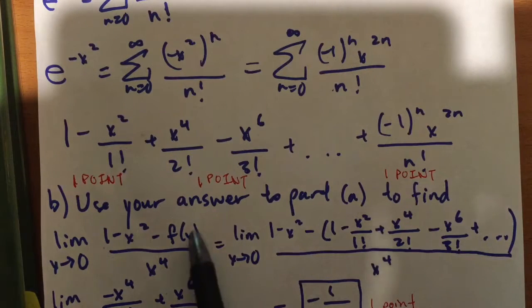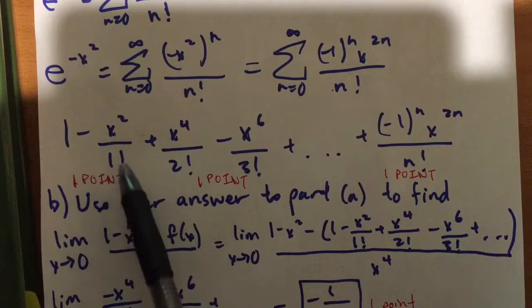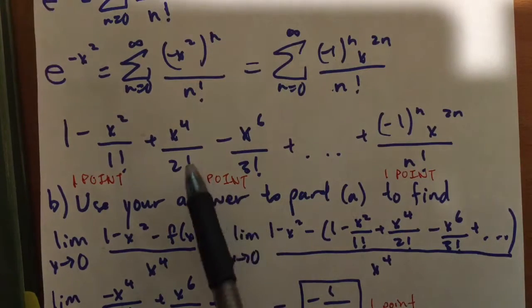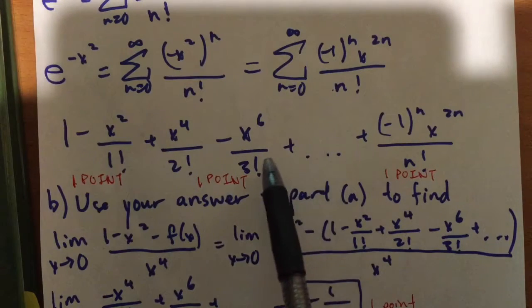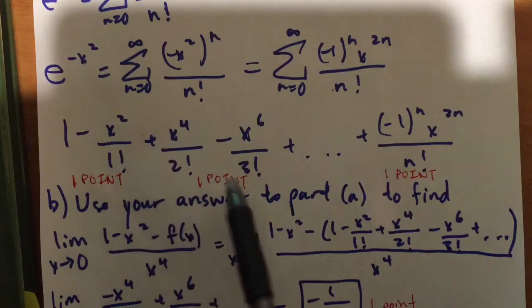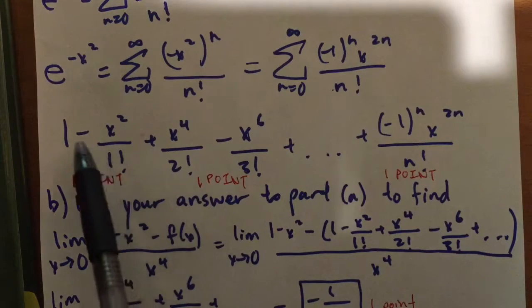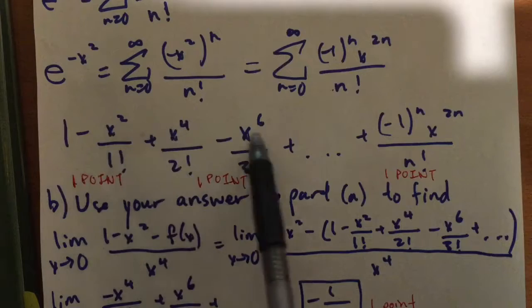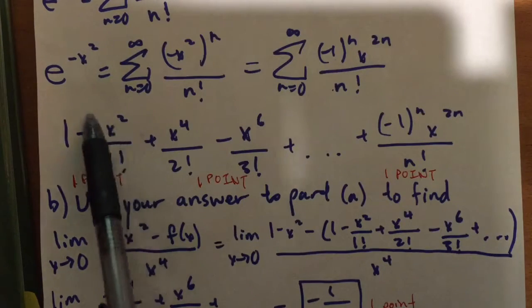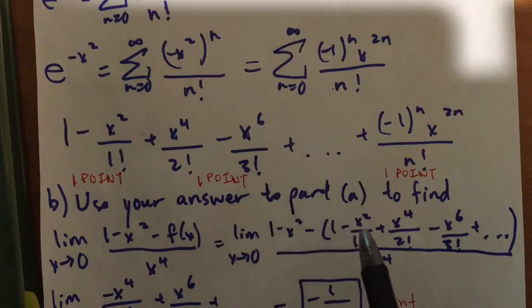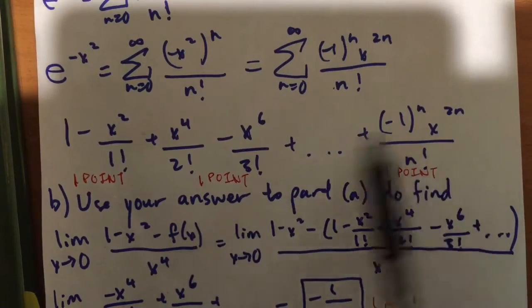What this means essentially is you can still get partial credit even if you don't know the entire Taylor series polynomial. So you should be trying to write as many terms as you can, even if you don't know how to write the whole thing. The third point was for the general term.